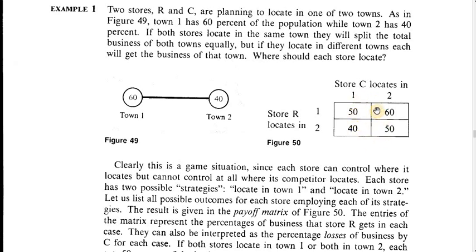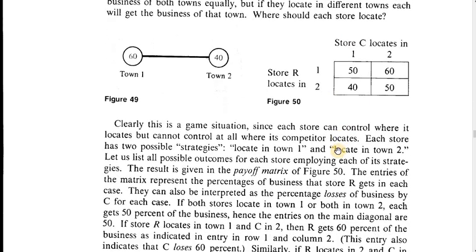Right, so this is what we call a payoff matrix. Looking at this, this is the payoff from store R's perspective, and it's the negative payoffs from store C's perspective. Store R here gains 50% of the business. Store C loses 50% of the business. All right.